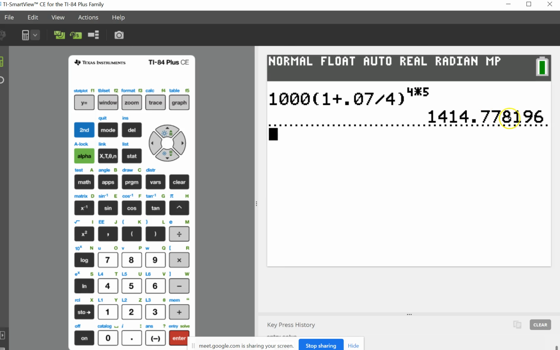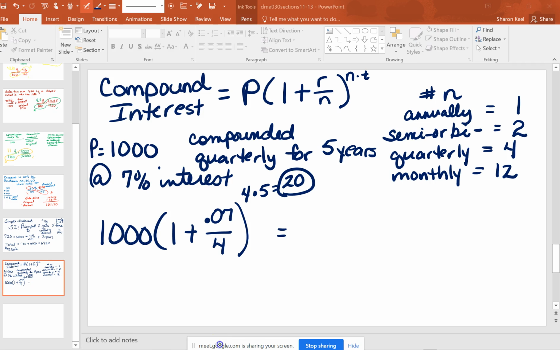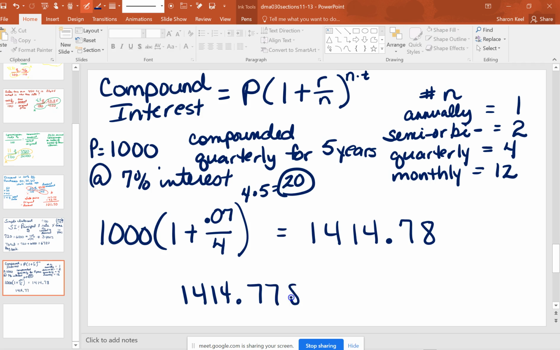And when we talk about money, money goes 2 places. So we have a 7, 7. What does the 8 make the 7 do? It's going to round up. So we're going to have 1414.78.